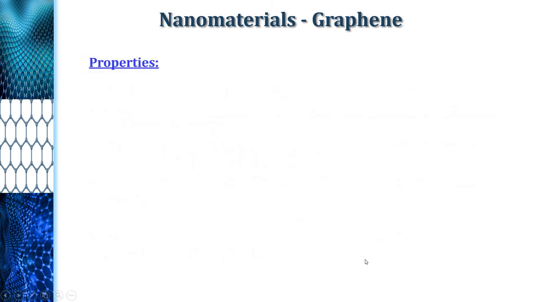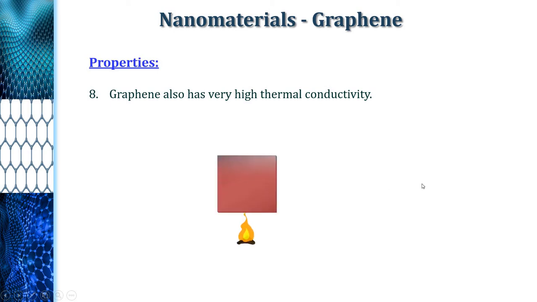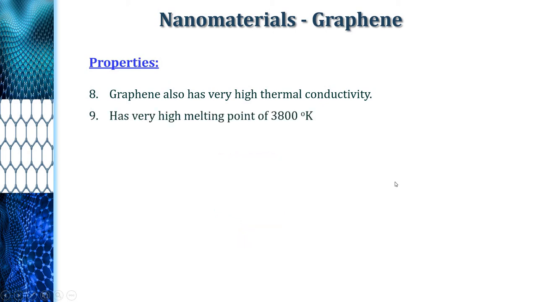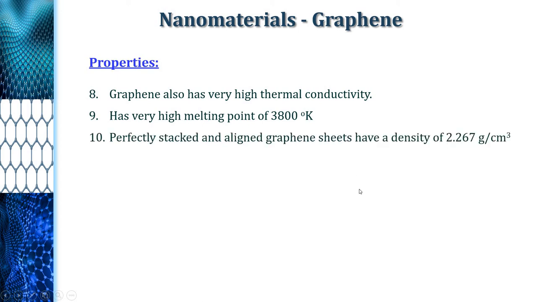We will see some other properties of graphene. Graphene also has very high thermal conductivity. That means it can conduct heat also. Not only is it a good conductor of electricity, it is also a good conductor of heat. As the material gets heated, the heat flows to the other end also. It has a very high melting point of 3800 Kelvin. Melting point means it will not be converted into liquid, but it sublimes. It gets converted into gas or vaporizes.